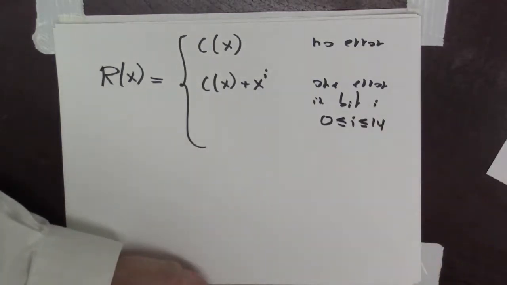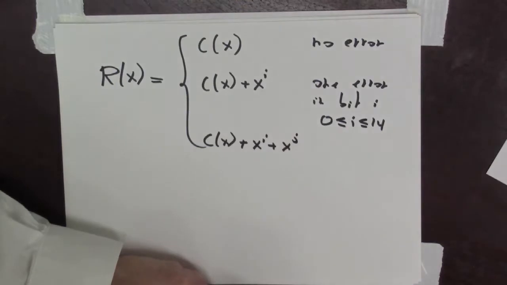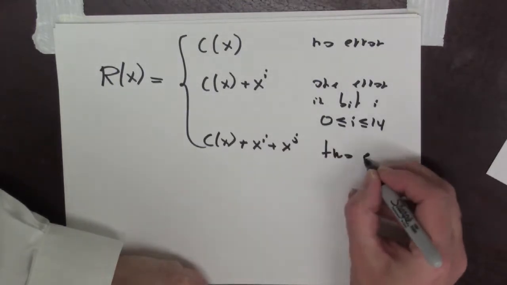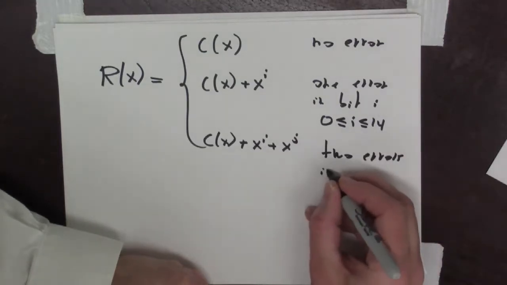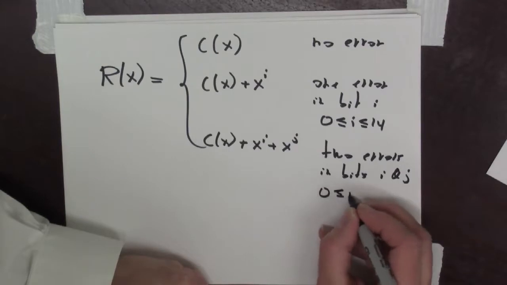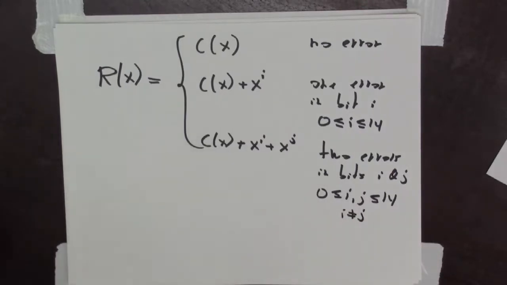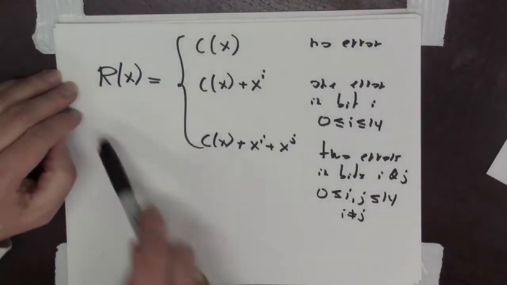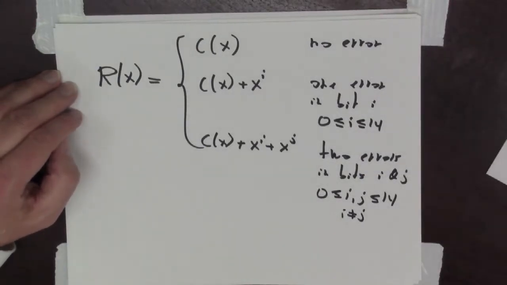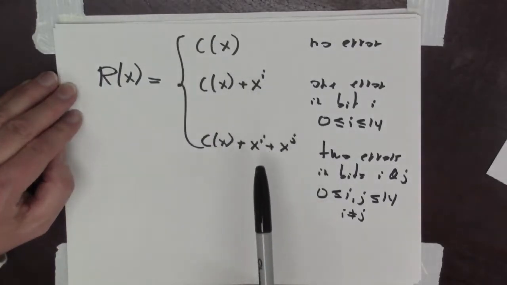Or if there are 2 errors, as I realize I don't have enough space to write here, it's c of x plus x to the I plus x to the j. This is the case of 2 errors in bits I and j, where I and j are of course at most 14. Plus one little detail: we can assume that the errors happened in 2 distinct positions. So now, from this information of r of x, we have to try to reconstruct which case it is, 1 error, 2 errors, or 0 errors, and we have to reconstruct c of x, and with errors we can reconstruct where the errors are.